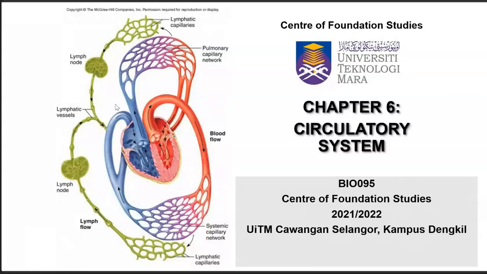So for today's lecture, we are going to look at a new chapter, which is chapter 6 on the circulatory system. I hope that you have already downloaded the lecture notes, and maybe some of you have already watched the pre-recorded video of this chapter on the Asid Biology YouTube channel. It is advisable to watch before the class, so that it is easier for you to understand during our lecture. So this is the lecture note.